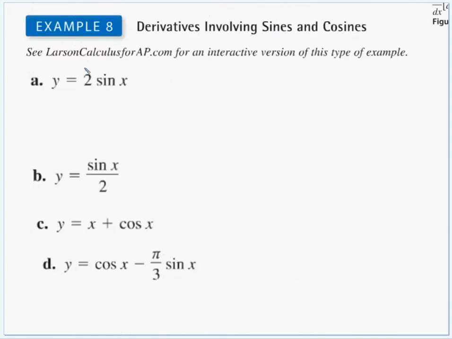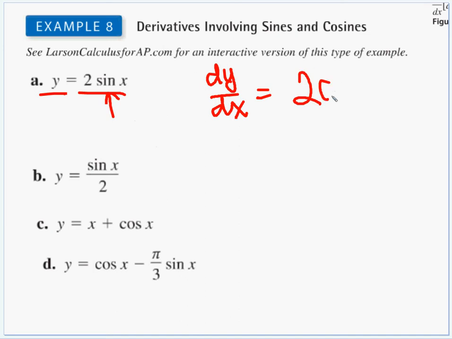And we can add this to our constant multiple rules and our sum and difference rules to find many, many derivatives. So here y equals 2 sine x. Let's do dy/dx. The 2 is a constant multiple, so the 2 is going to come along, and the derivative of sine x is cos x. The derivative of 2 sine x is 2 cos x.